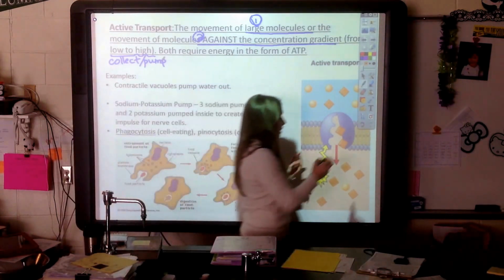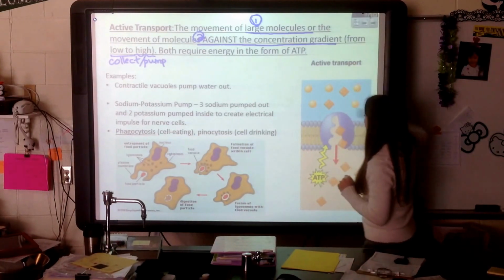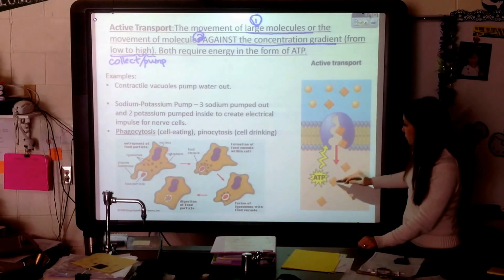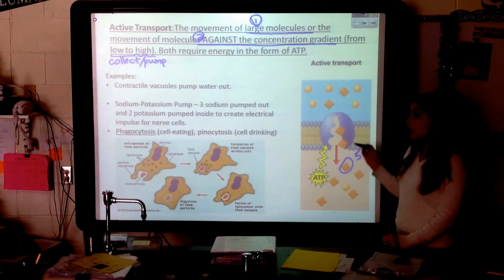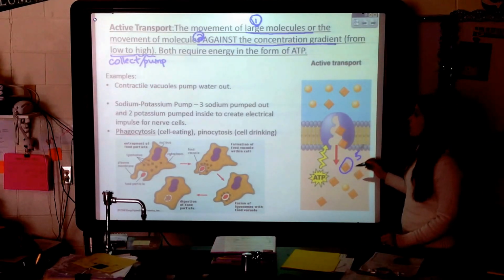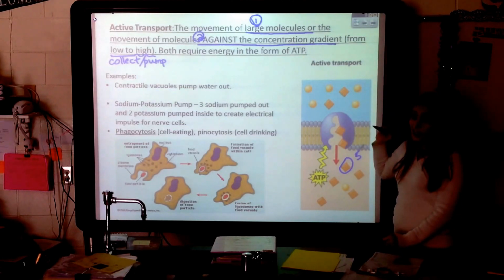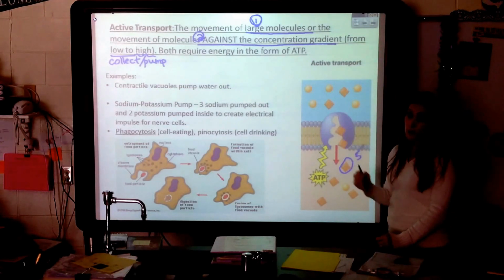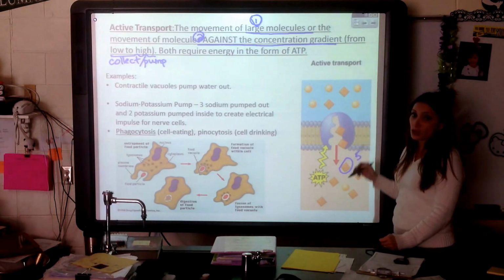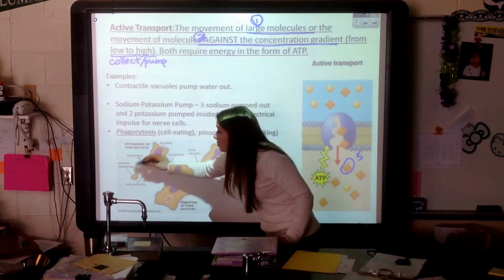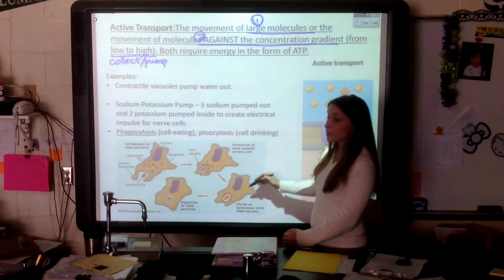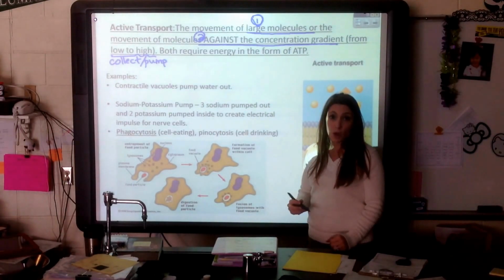So if you look here at this picture that you have in your notes, you see 1, 2, 3, 4, 5 of these square shapes already inside the cell. And there's only 2 outside, but we're continuing to move them in. So this is active transport. Cells are also able to eat or consume a food particle or liquid, and that's also going to require energy.